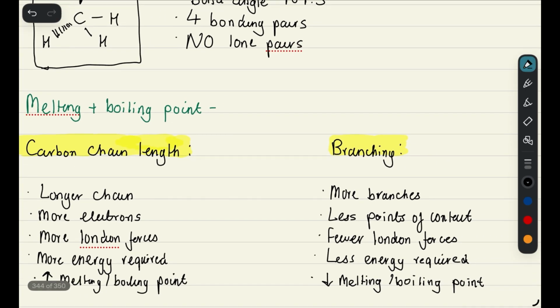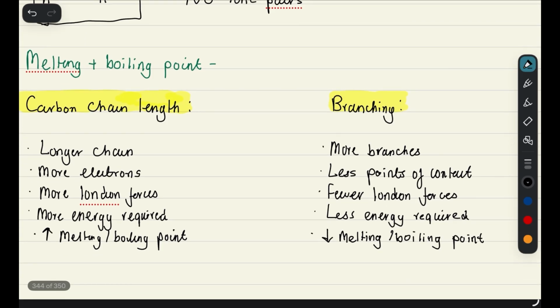Now, melting and boiling points, again, very, very important. So in terms of the melting and boiling points, it comes down to properties. If we increase the carbon chain length of an alkane, we have a longer chain, meaning we have more electrons. If we have more electrons, what does that mean? Well, it means that we have more London forces. And if there are more London forces, that means more energy is required to break said London forces. Hence, the melting or boiling point is going to increase.